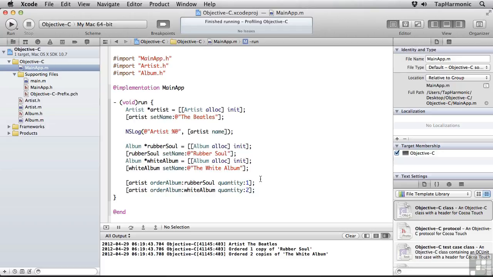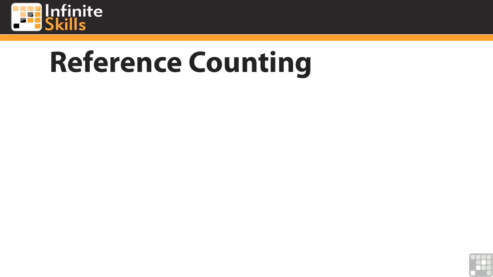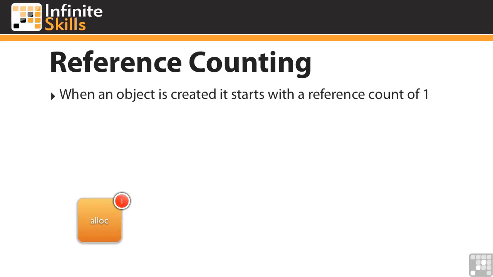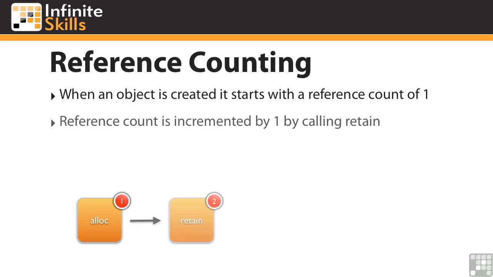Let's switch to an illustration so we can get a better understanding of how this reference counting mechanism works. Reference counting is what's used to manage memory within a Cocoa application, so either macOS or iOS. When an object gets created, it starts off with a reference count of 1. So here we've allocated a new object. Its reference count then gets incremented by 1 by calling retain. So if another object wants to hold a reference to this object, it would call its retain method, which will increase its retain count by 1.